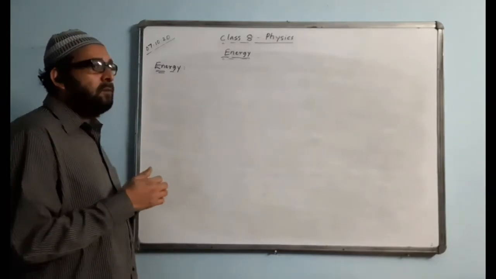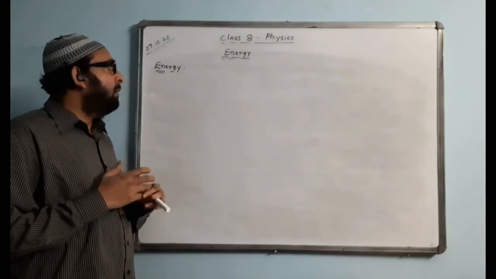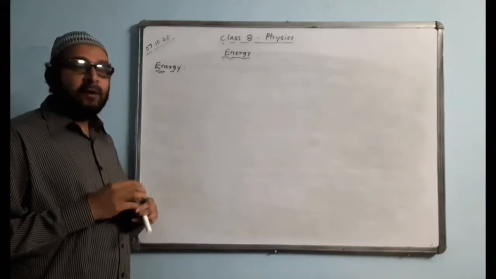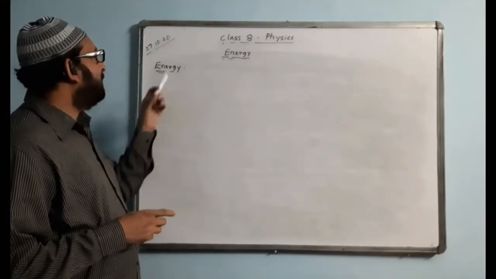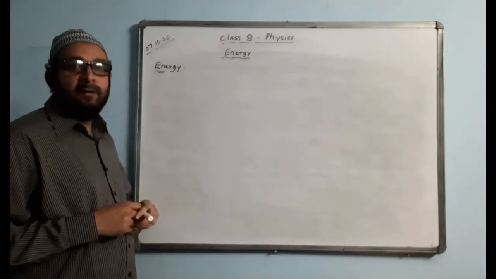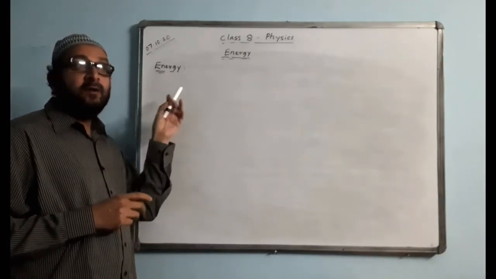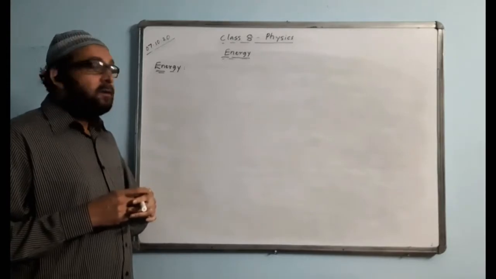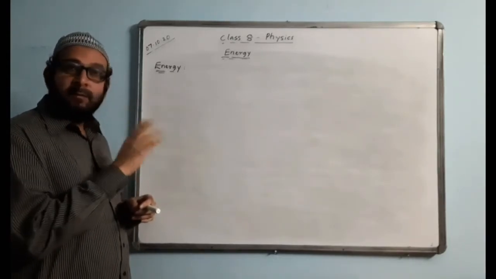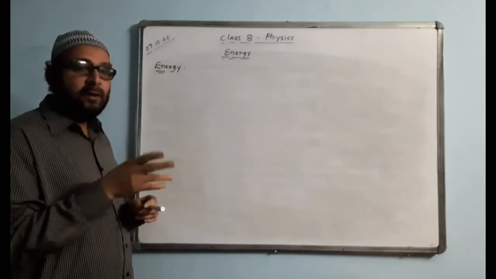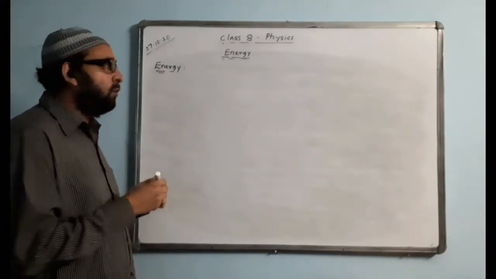Then there is mechanical energy. What is mechanical energy? Okay, before that I will tell you the SI unit of energy. Because energy is used to do work, the SI unit of energy is joule. Same as work. The SI unit of work is joule. The SI unit of energy is also joule.